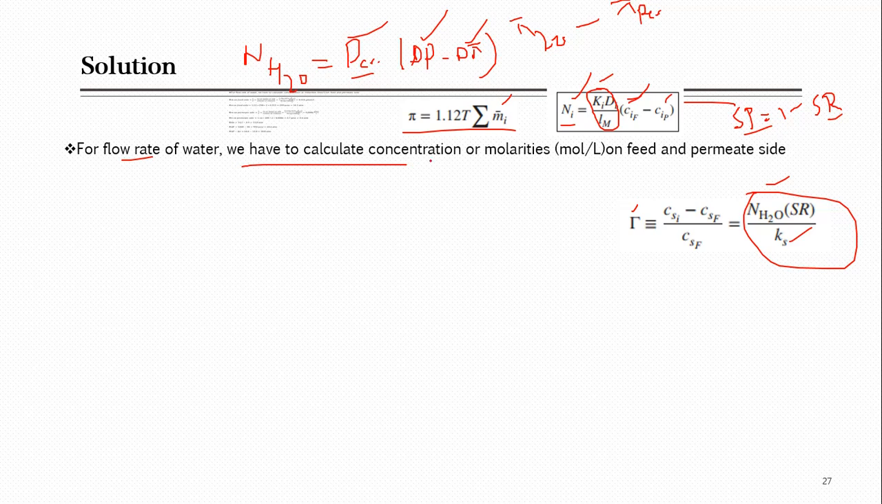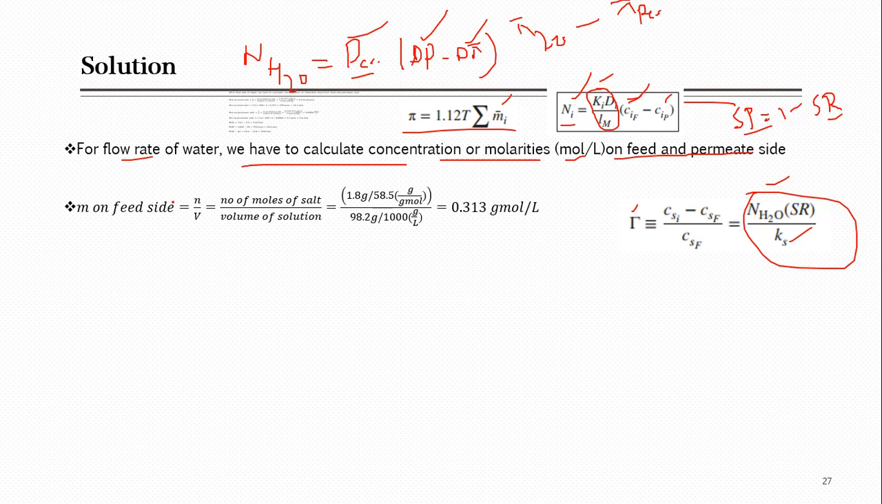For the flux of water, we have to calculate the concentration as molarities, and that unit is mole per liter, for feed side and permeate side, which I have just explained to you. So how can we calculate molarity on the feed side? That is equal to the number of moles of salt over the volume of solution. This is the formula for molarity, just remember. I am explaining this in detail because in the book it is not too clear, so just look at each and every step carefully so that you can later solve other problems.